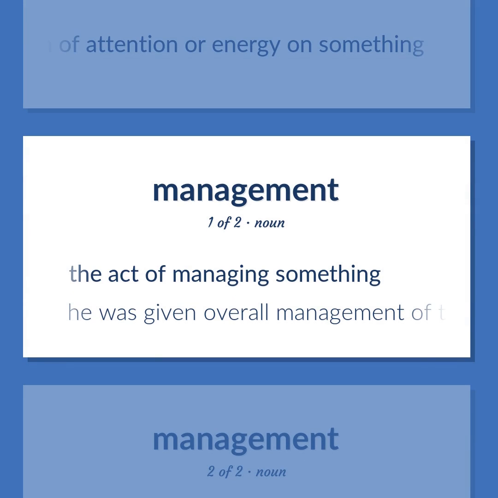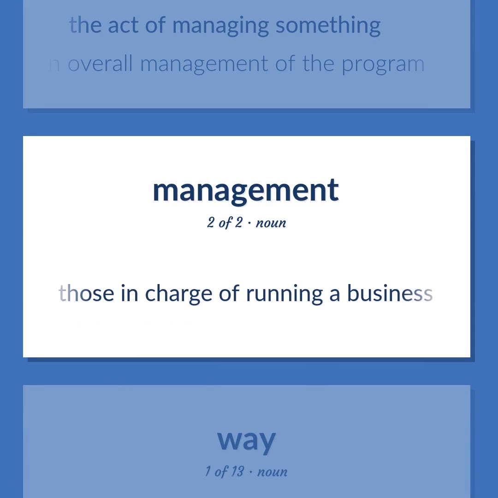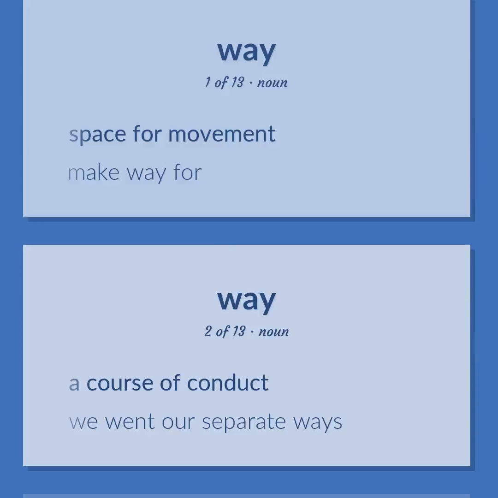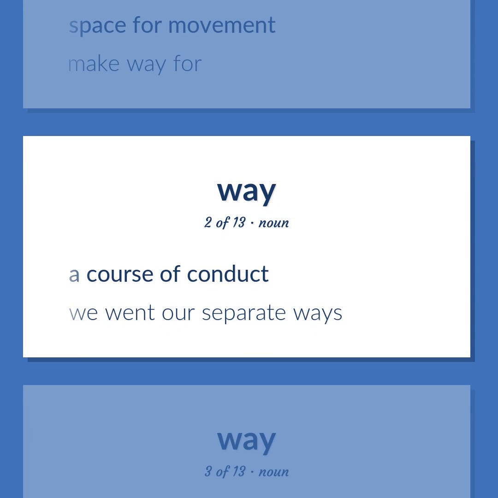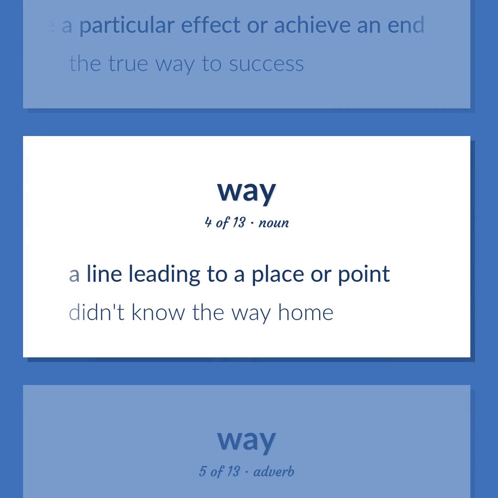The act of managing something. He was given overall management of the program. Those in charge of running a business. Space for movement. Make way for. A course of conduct. We went our separate ways. Thing or person that acts to produce a particular effect or achieve an end. The true way to success. A line leading to a place or point. Didn't know the way home.